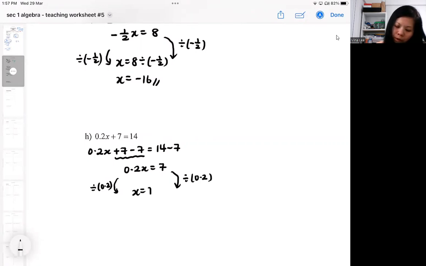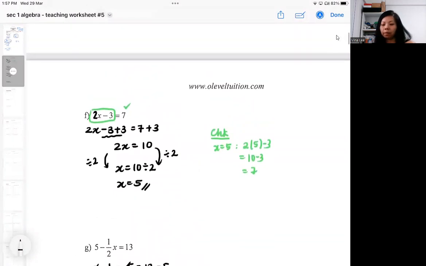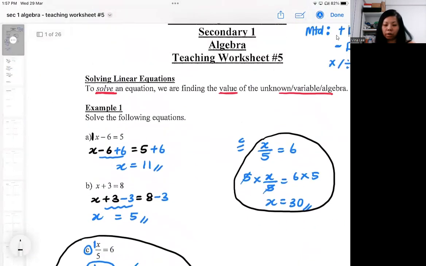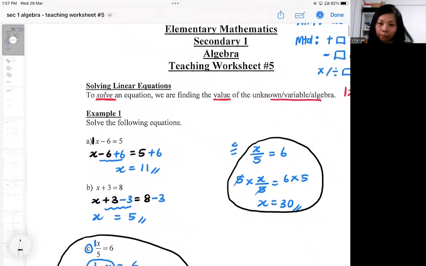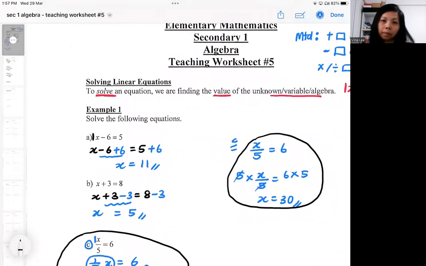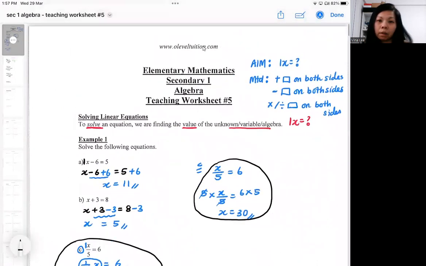If you bear in mind what you want, you just look at the question and divide accordingly. So the strategy doesn't change. Later on, there will be some difficult questions, but the strategy will still be the same. Add something on both sides, subtract something on both sides, divide something on both sides, multiply something on both sides. So that will be the generic method for solving. Take note of the generic method.